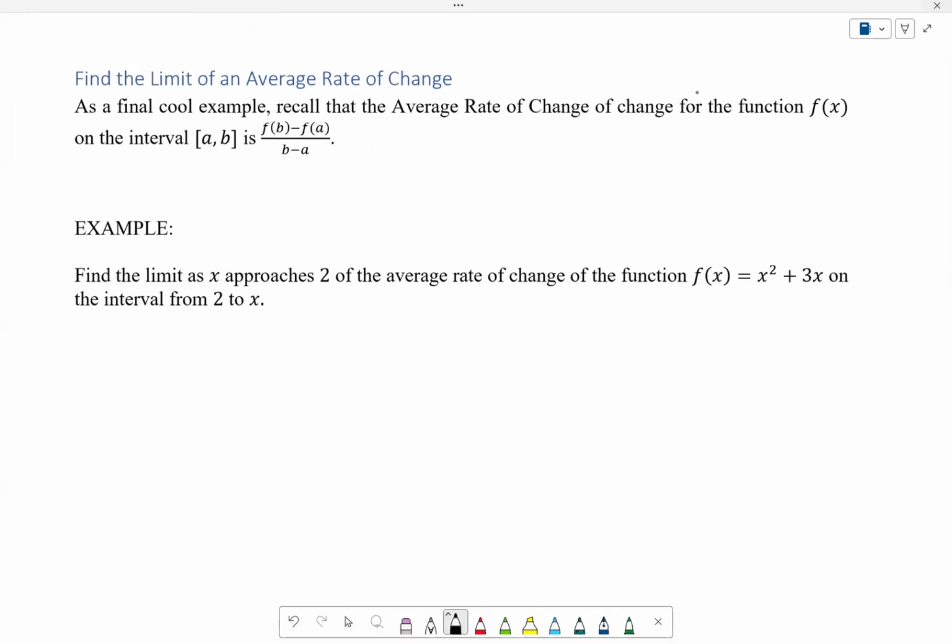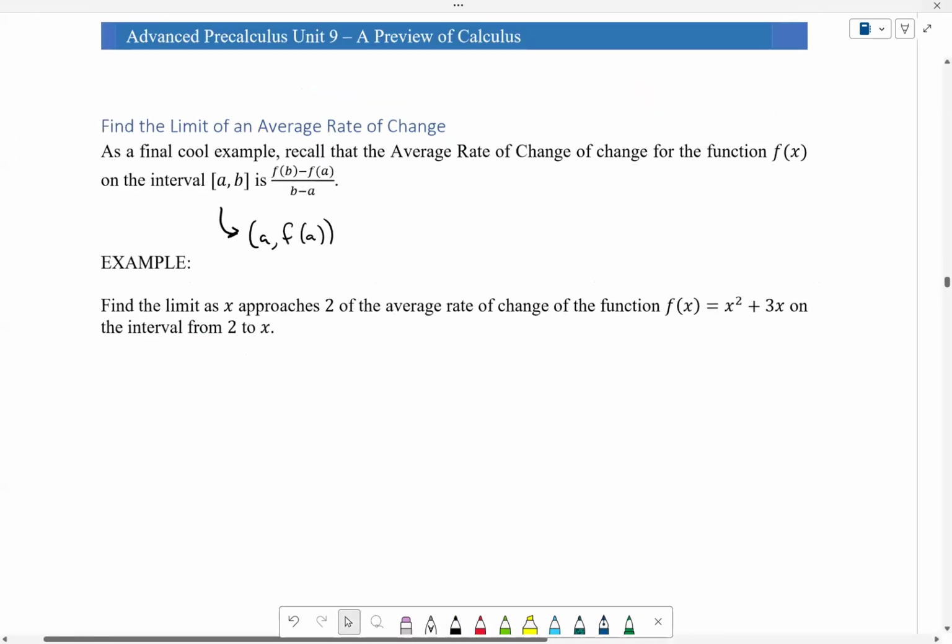When this interval a to b means I have the point a comma f of a. Does that make sense? Because it's from this function. I forgot to say that. The function f of x, so if x is a, then y will be f of a. And for the other coordinate, it's going to be b comma f of b. Hopefully you can see that this is exactly what you've learned in Algebra 1. This is y2 minus y1 over x2 minus x1. It's f of b minus f of a over b minus a.